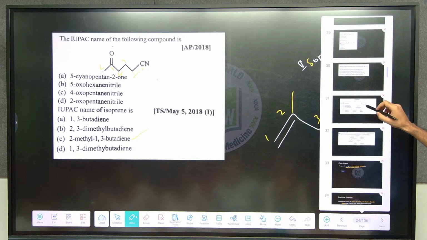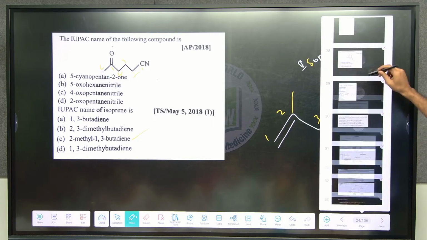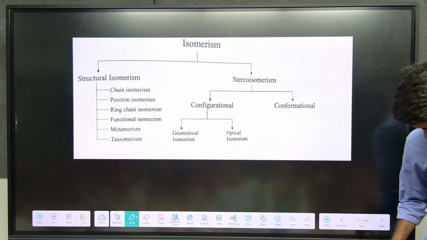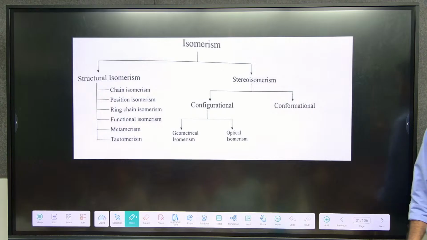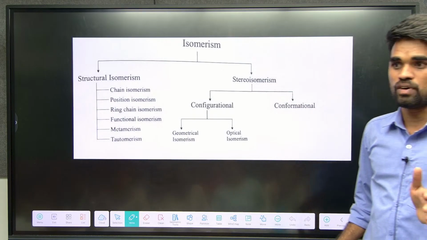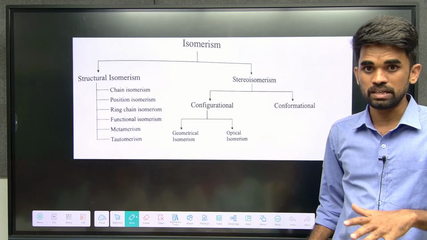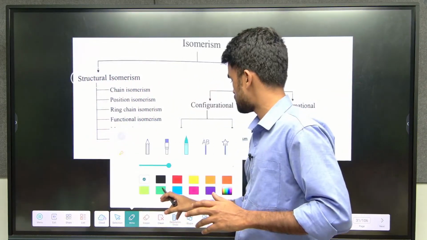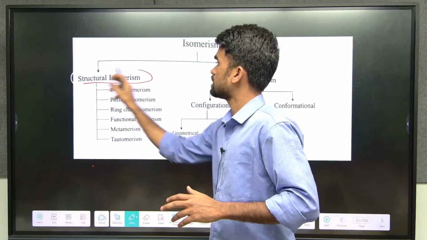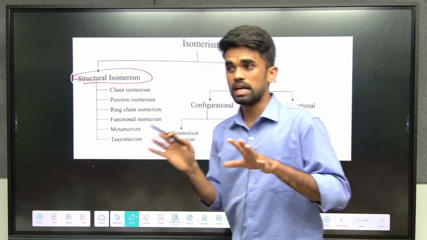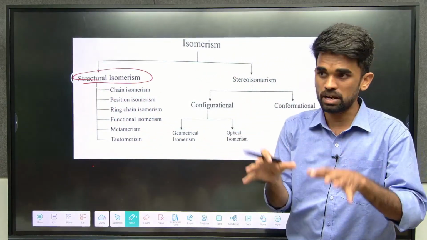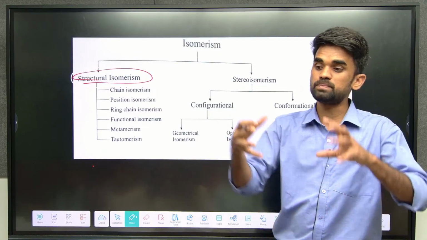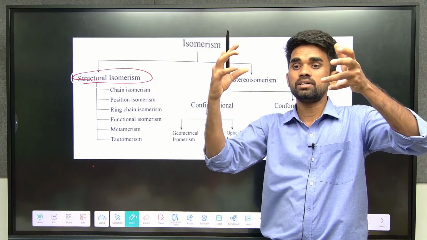Okay, let's move on to isomers now. What do we mean by isomer? Compounds containing the same molecular formula but differing in their structure. If they differ in their structure, we call them structural isomers. Now, compounds with the same molecular formula and the same bond connectivity, but different spatial arrangement of atoms.